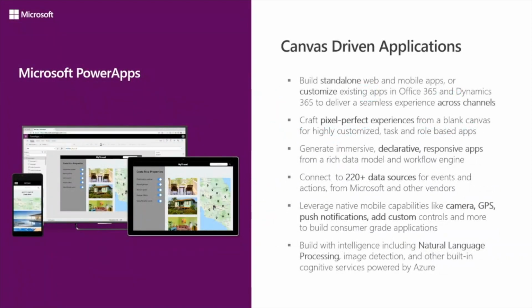So we're talking about canvas-driven apps as probably the alternative to tackle all of these challenges of why not to use model-driven apps, as we were saying in the previous slide. Basically, with canvas-driven apps, you can build these standalone web and mobile applications that can work across all of our cloud services. As we were saying before, you could create an application that is consuming data from your OneDrive, that is actually then putting data into Dynamics.